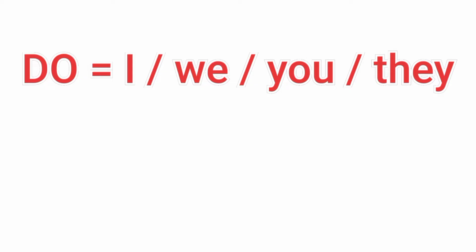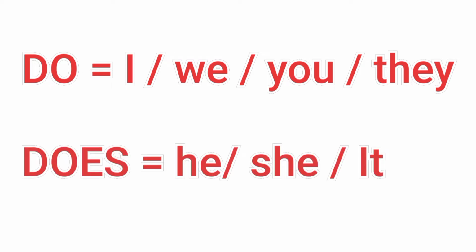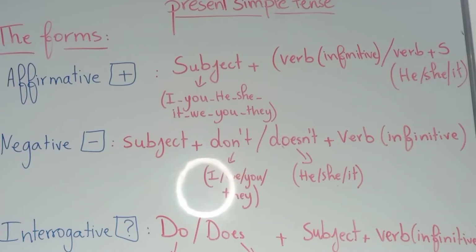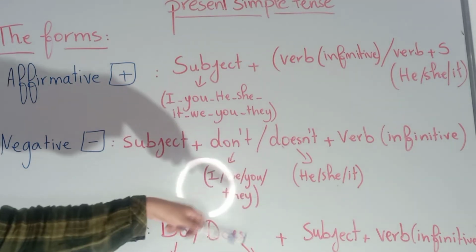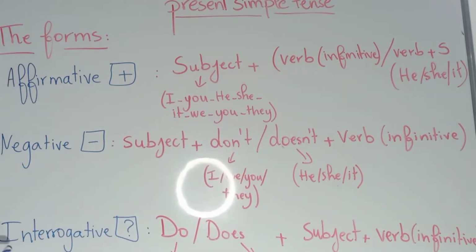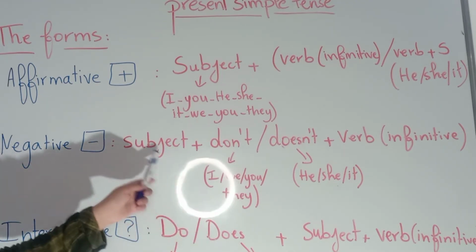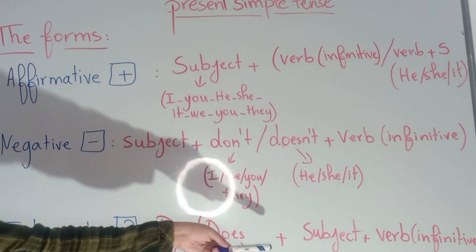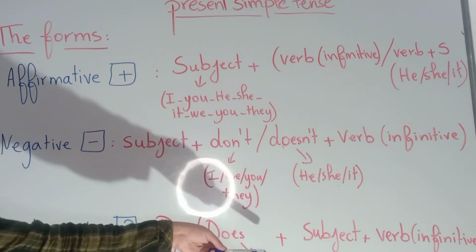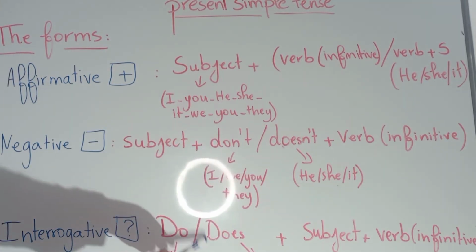We also use do when we have I, we, you, they. And we use does when we have he, she, it. Plus subject, so we put the subject in the middle. So in the interrogative form, we start with do or does. These are auxiliary verbs. We don't start with a subject. We put it in the middle of the question.